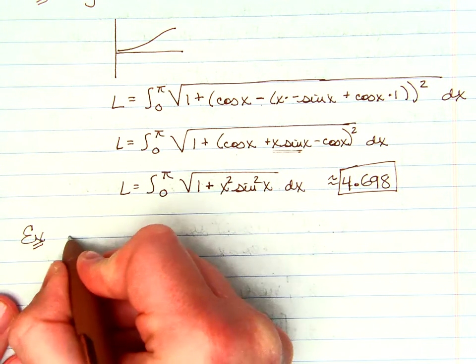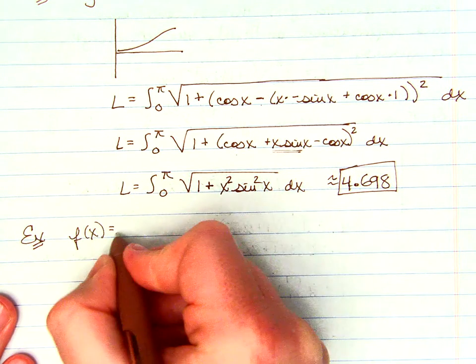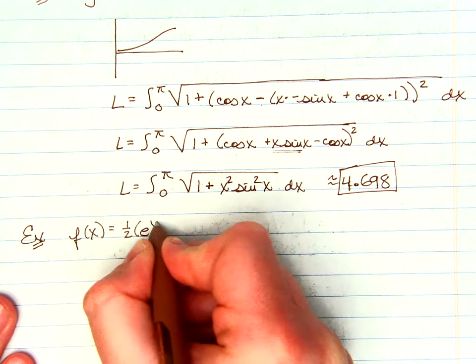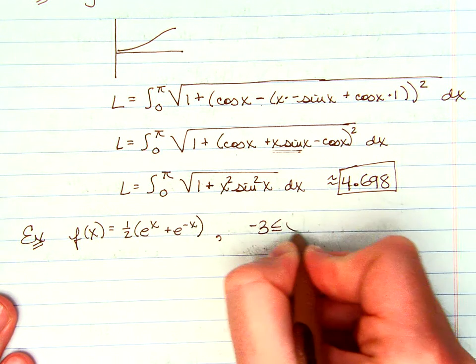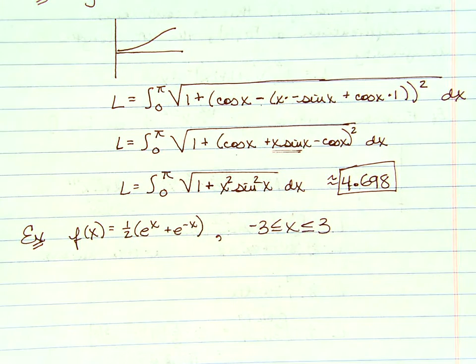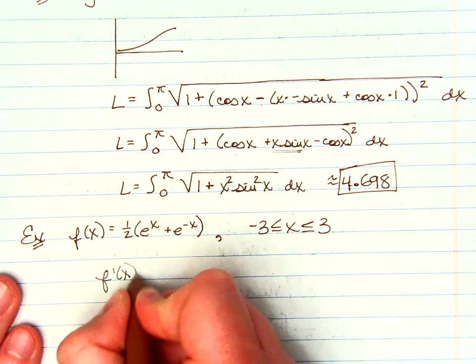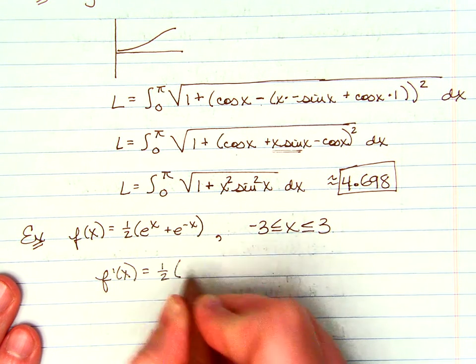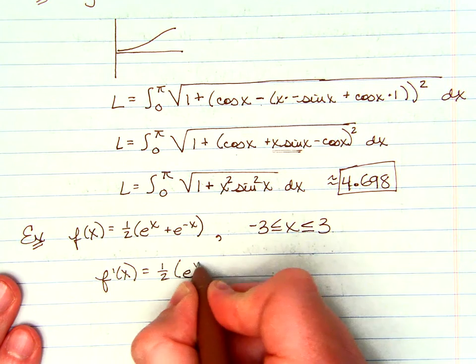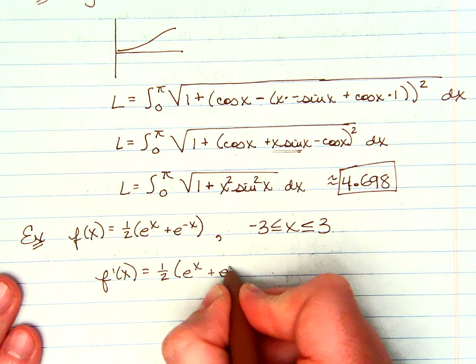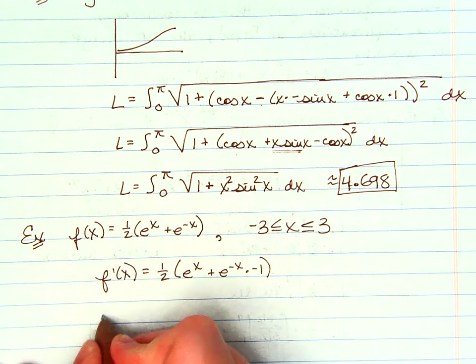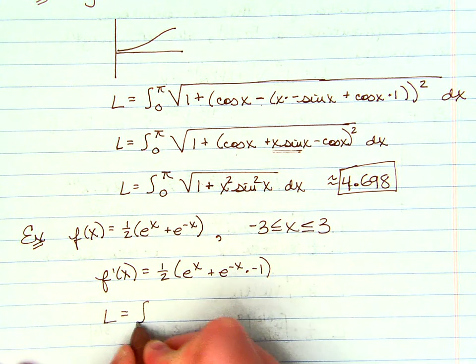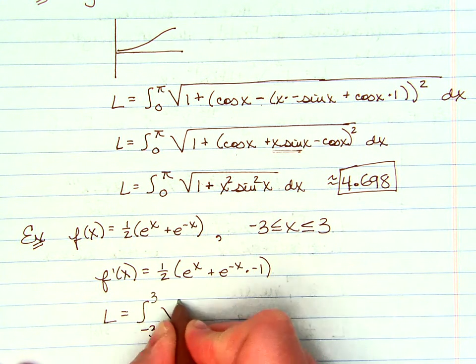What if we were looking at the function f of x equals 1/2 e to the x plus e to the negative x, and I want to deal with this between -3 and +3. Before I do this, I'm just going to calculate my f prime of x. That's 1/2 times, okay, derivative of e to the x is e to the x. Derivative of e to the negative x is e to the negative x times -1. Good enough for now.